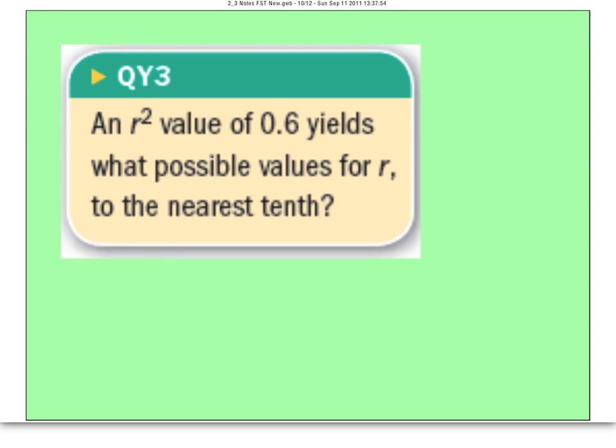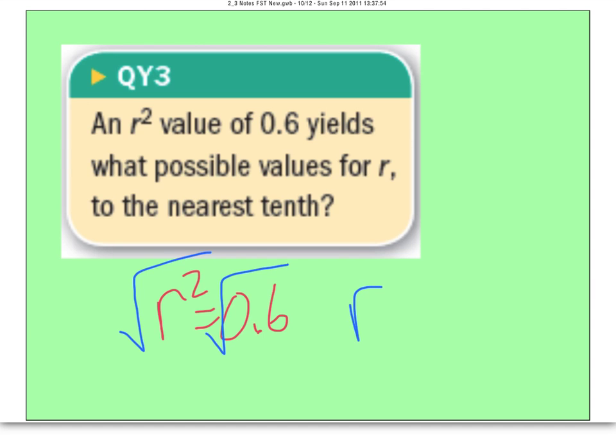This is a pretty important slide here in that what if someone told you that r squared is 0.6 and they want to know what the possible values of r are? Well, if r squared equals 0.6 and you have to find r, the math behind it would say, simple enough, to get r by itself, take the square root. If you do that, you're going to get r is equal to 0.775.